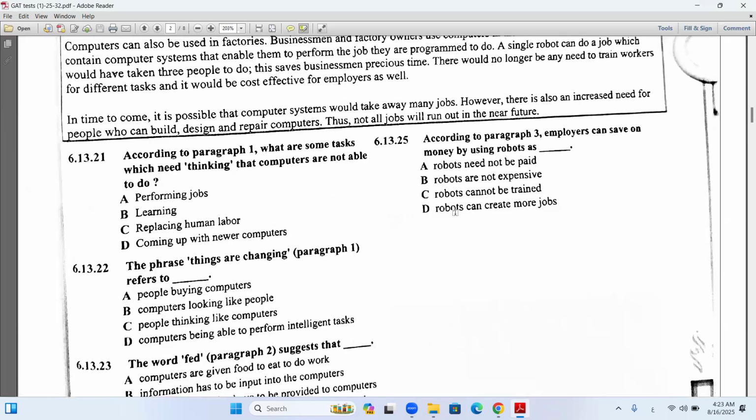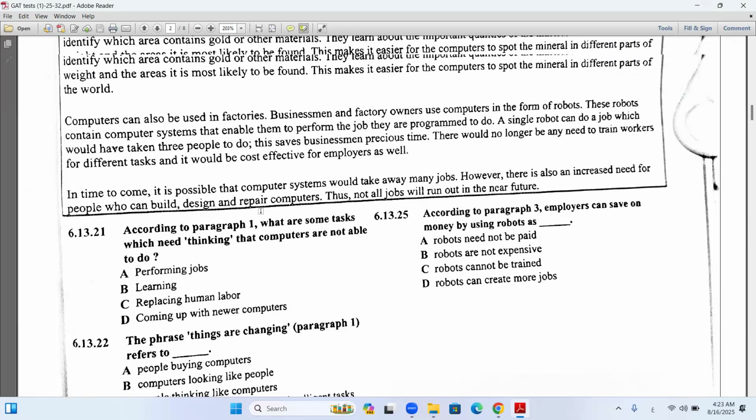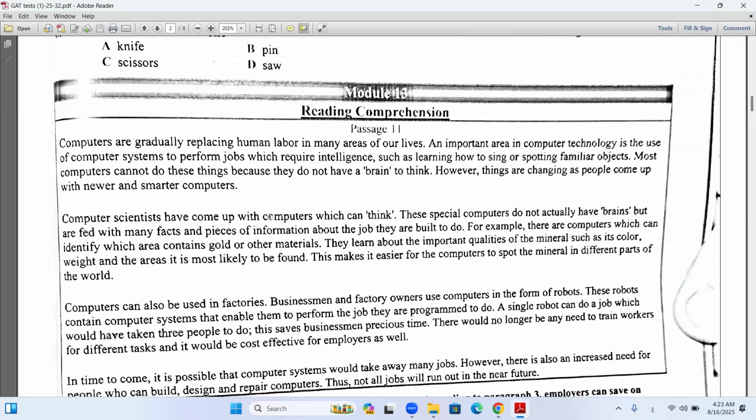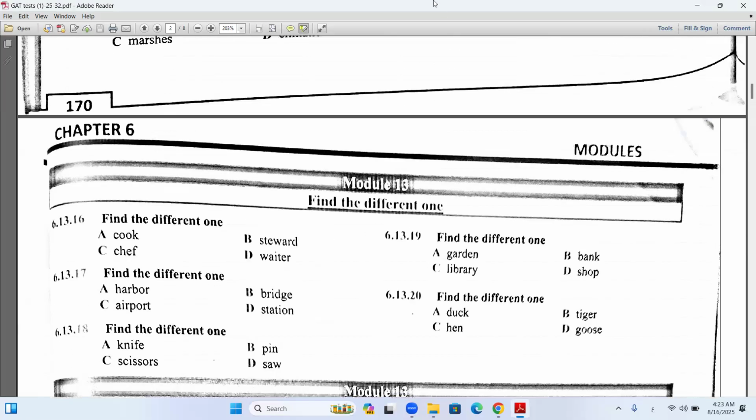In 25, according to paragraph 3, employers can save money by using robots as A, robots need not be paid. Yeah, I just buy a robot and that's it. We don't pay them. So good job. This is the test and you got 23 out of 25. I admit that it was a tough one, especially in the first section, but you did it very well. This mistake here in finding the different one was trivial. You shouldn't have done that, but no problem. It's okay. It is a good lesson with every mistake. Perfect.